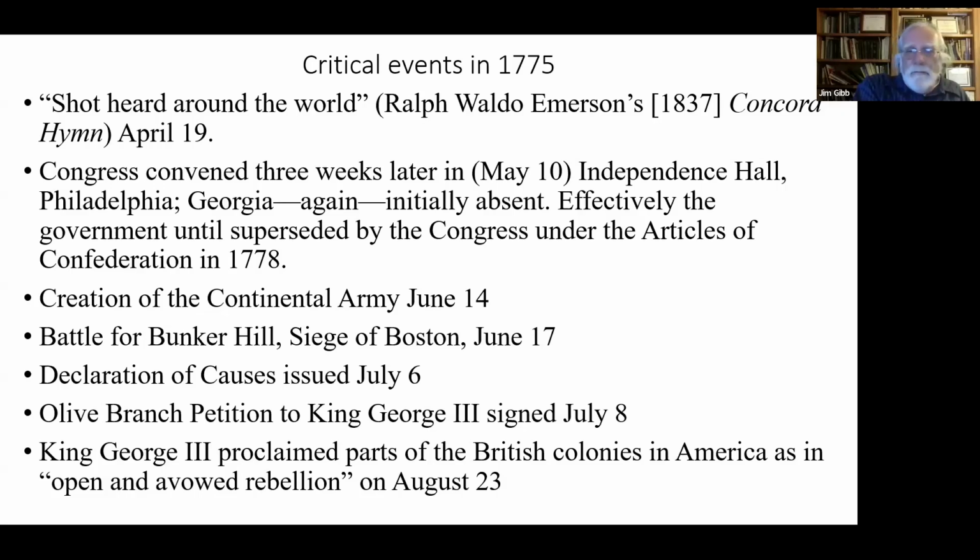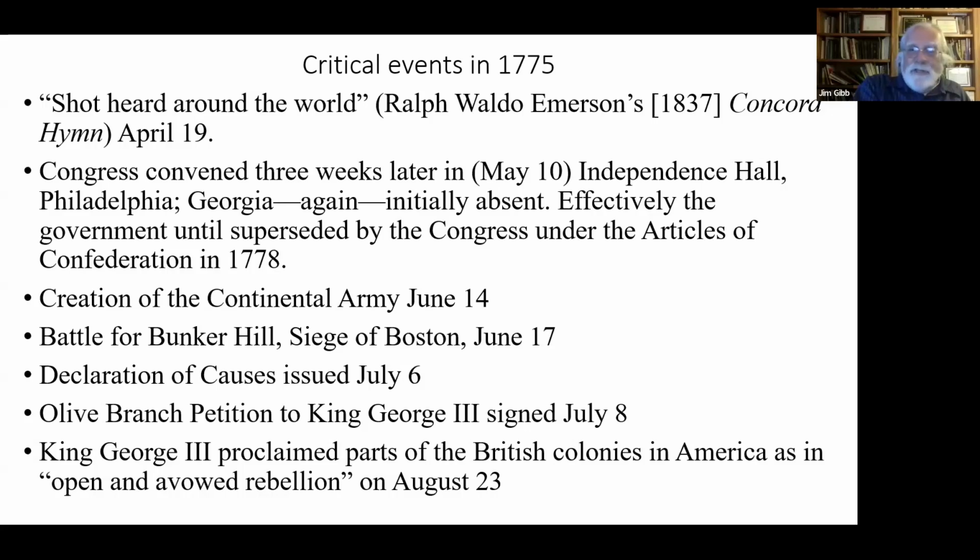The Battle of Bunker Hill and the Siege of Boston, June 17th. You'll notice the preposition I use, battle for Bunker Hill. The battle was for Bunker Hill, but as most of us know, it was fought at Breed's Hill next door. I say battle for Bunker Hill because that was the military objective of both sides. So they were battling for that hill, but they were battling on a neighboring hill.